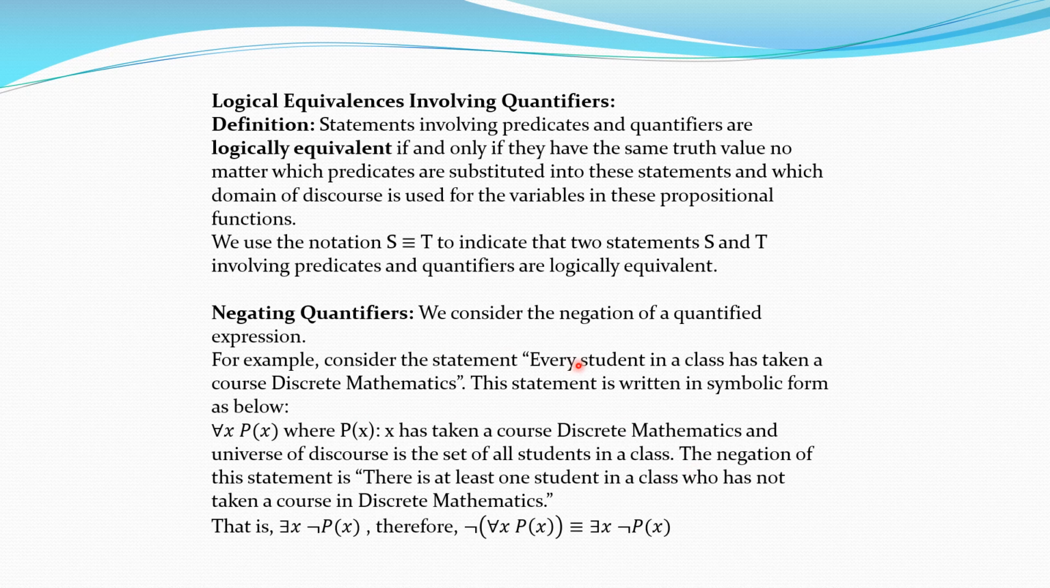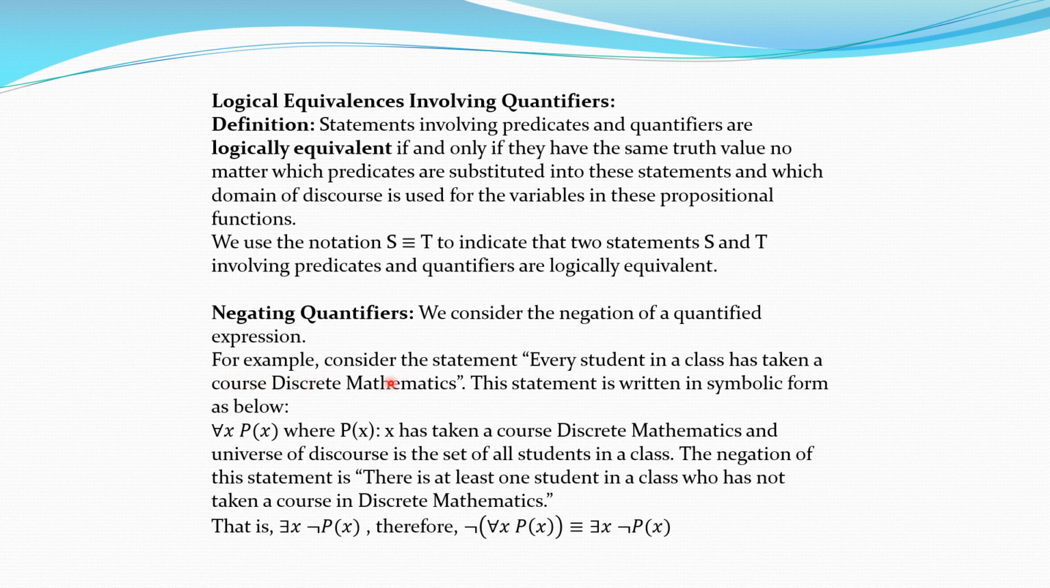Now, statements involving predicates and quantifiers are logically equivalent if and only if they have the same truth value, no matter which predicates are substituted into these statements and which domain of discourse is used for the variables in these propositional functions. So, this is the notation to indicate the two statements S and T involving predicates and quantifiers are logically equivalent. Now consider the negation of a quantified expression.